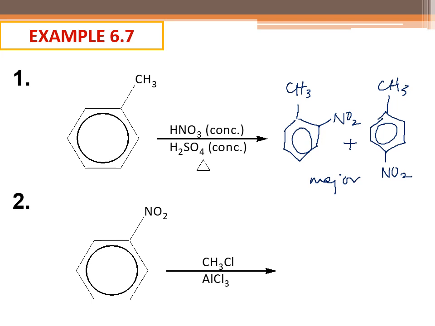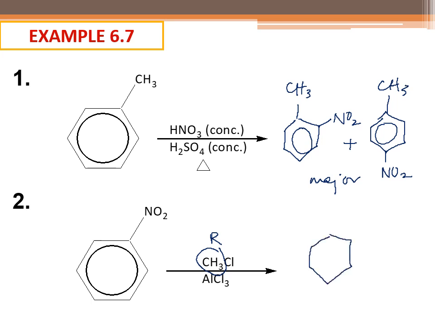Next, NO2 is attached to the benzene ring. This is a nitrobenzene. Where is NO2 in table 6.3? It is a deactivating meta director. So we're going to have CH3 as the R that we're going to insert into the benzene ring, because this is Friedel-Crafts alkylation. So we're going to have only one product.